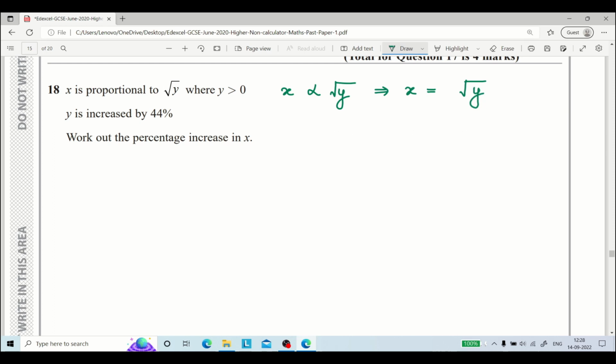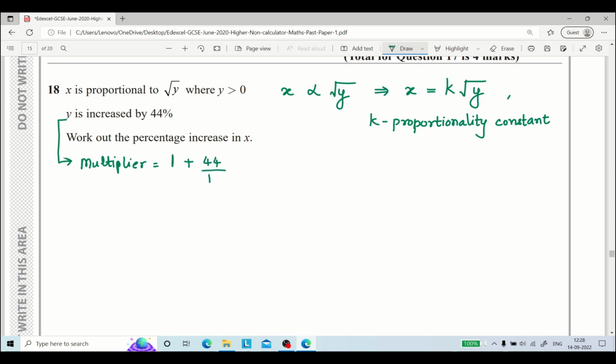And since you're writing down equal to, you should have some proportionality constant. That is k, where k is the proportionality constant. So y is increased by 44%, which means your multiplier is going to be 1 whole plus 44 over 100. That is 1 plus 0.44. That is 1.44.